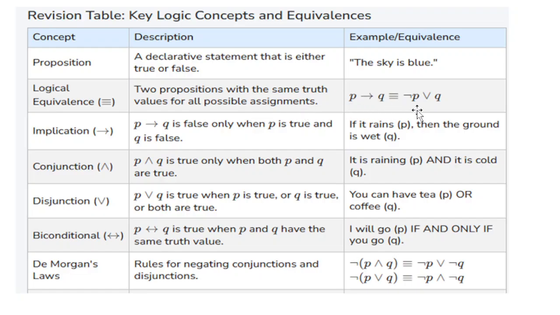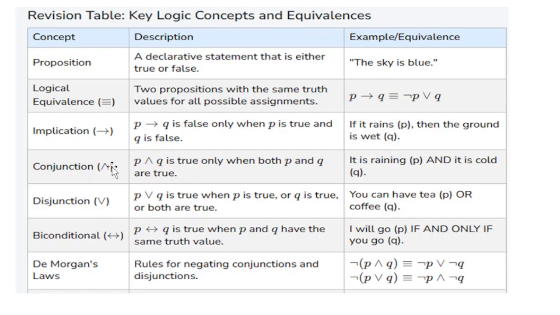That is, P implies Q means you should study negation of P or Q. Next, implication. When will an implication be false? Only when P is true and Q is false. This is the TF condition. For example, if it rains, then the ground is wet. When P is true but Q is false, then it is not true.